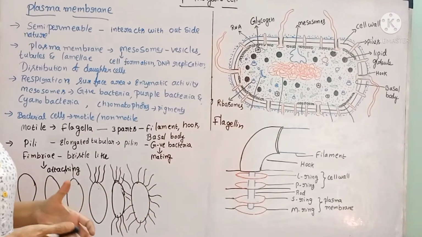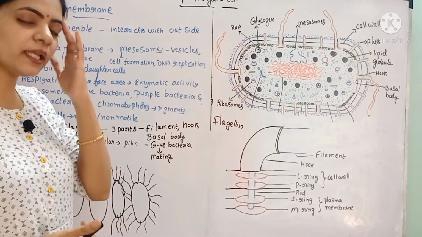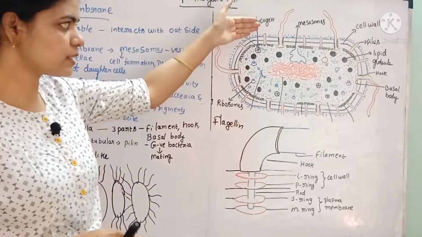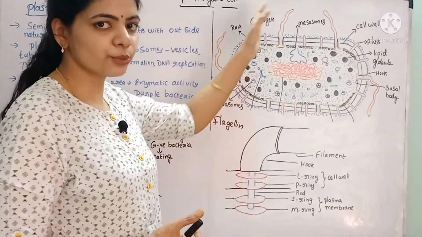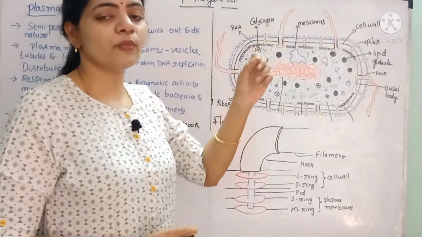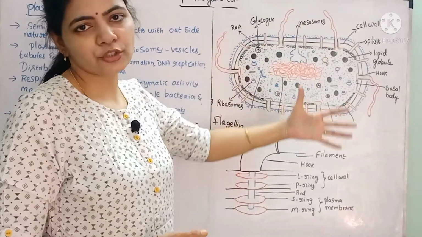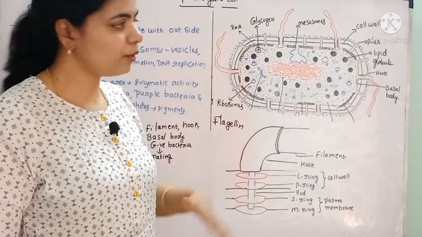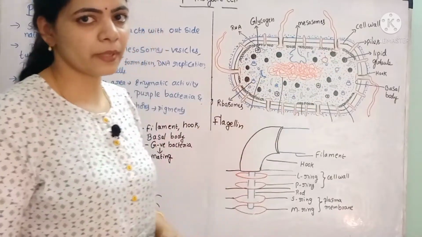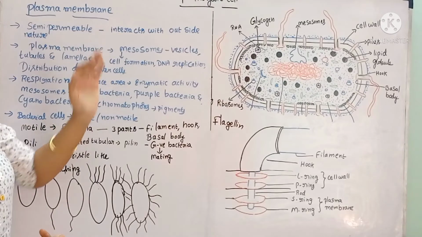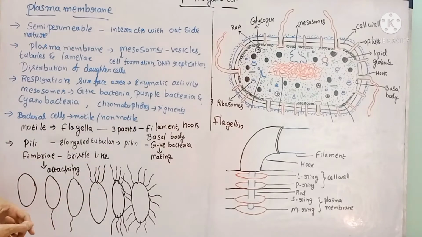Semi means half. It allows only some particles selectively, not all the particles present in the outside environment will enter into the cell. Only the smaller molecules which are capable of entering can enter, and the larger molecules which are not allowed cannot cross the plasma membrane. Because of that semi-permeable nature, it selectively allows particles inside.